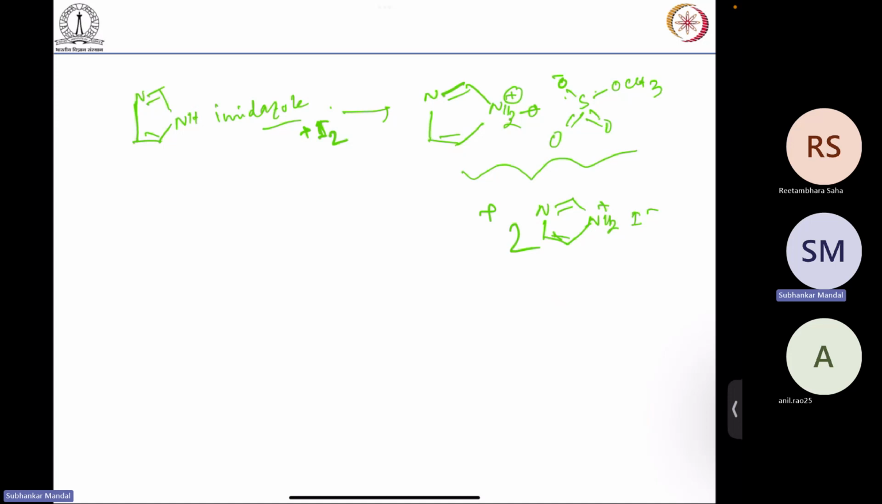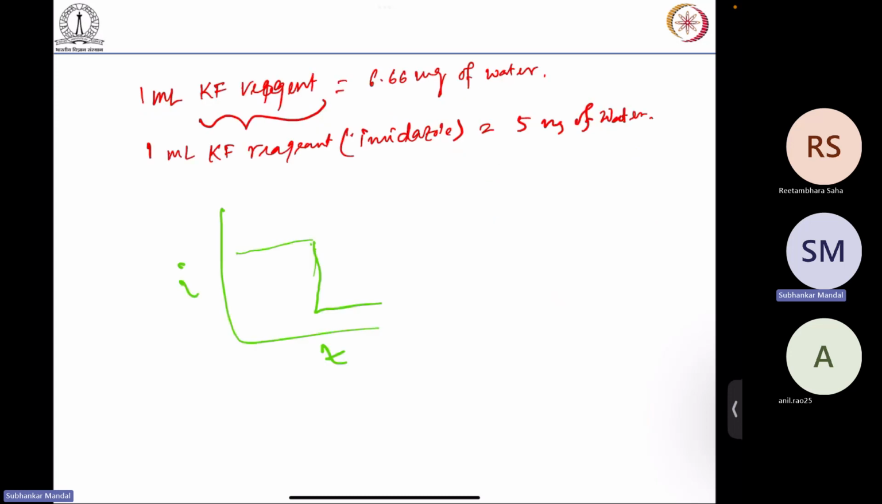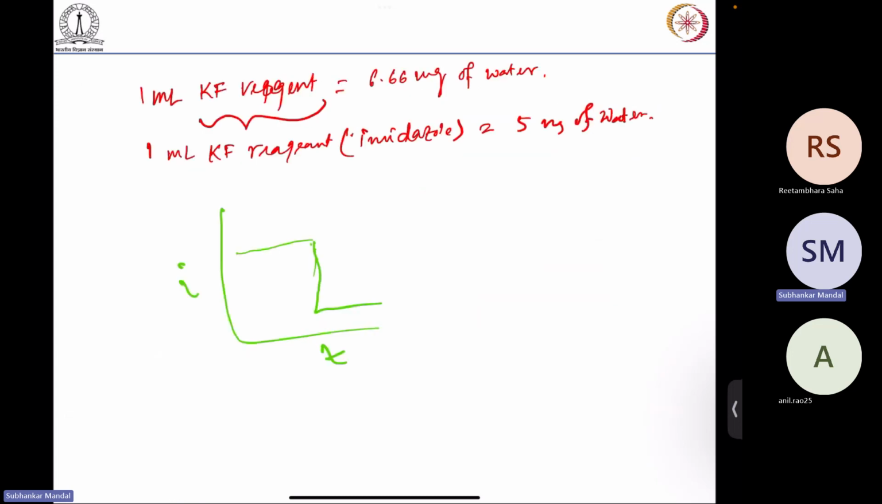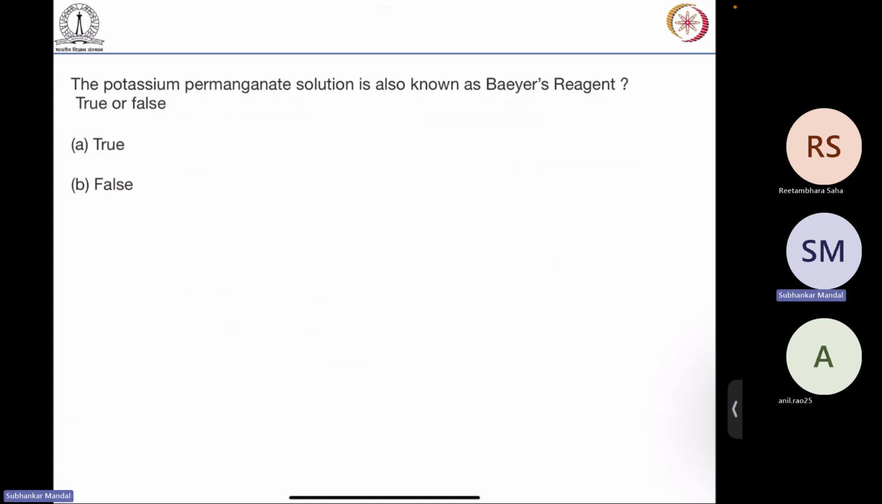Okay, now we can go to the next question. So the answer is D and A, by color change as well as by electrochemically. So the third question, I think this is number 3. The potassium permanganate solution is also known as Bayer's reagent. True or false?